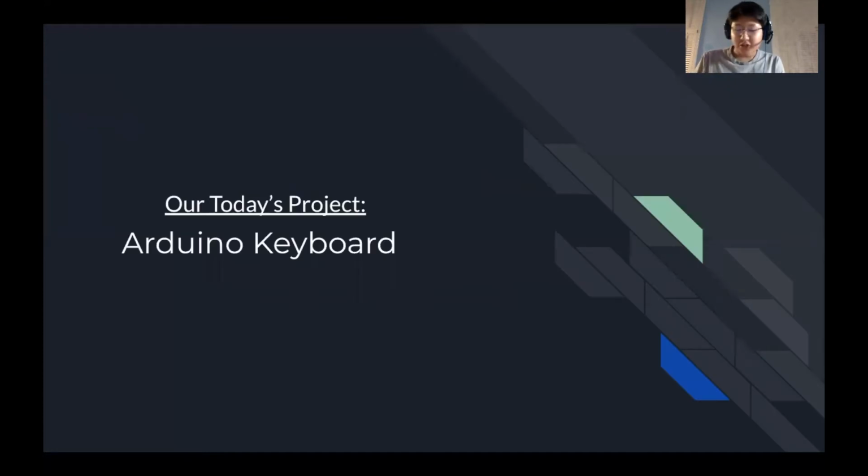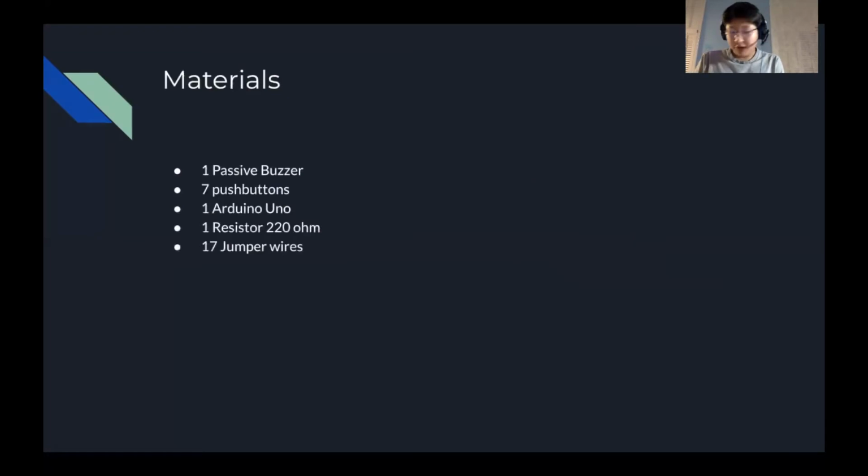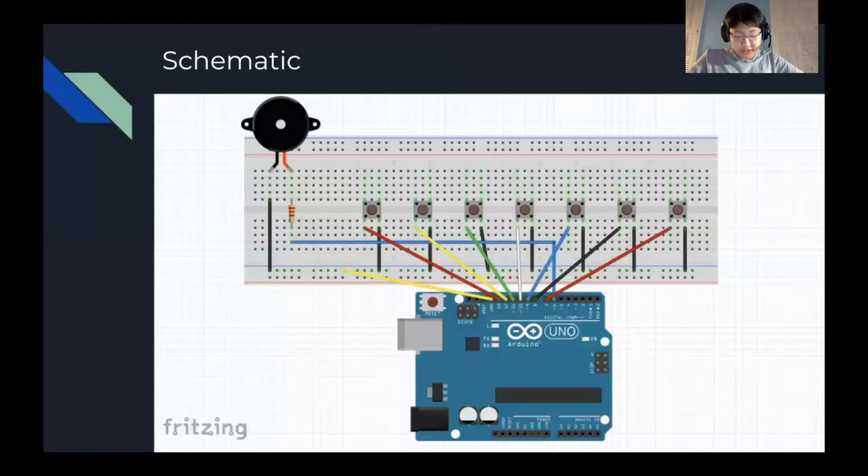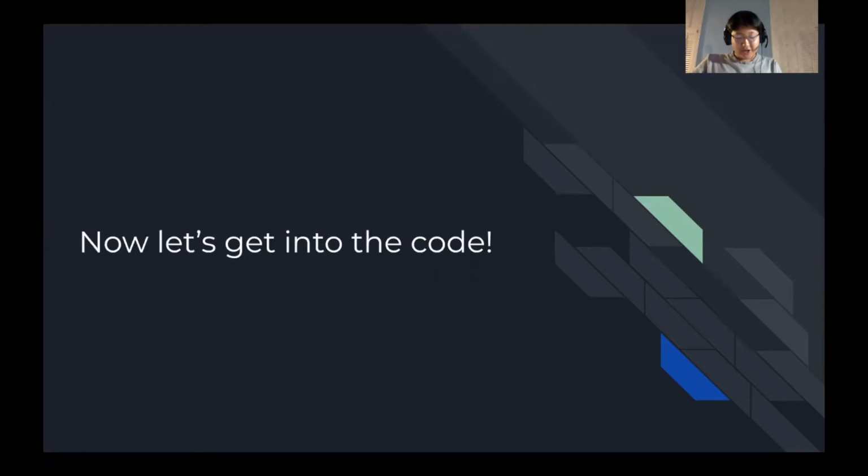Our today's project is the Arduino keyboard. The materials required include one passive buzzer, 7 push buttons, one Arduino Uno, one 220 ohm resistor, and 17 jumper wires. Here is the schematic of my project if you want to look at it for reference. Okay, now let's start coding.